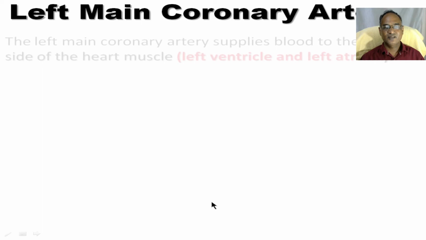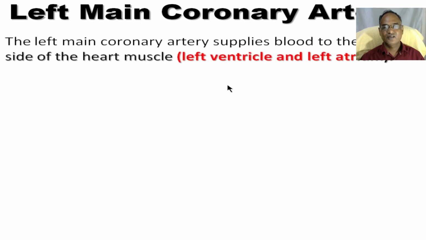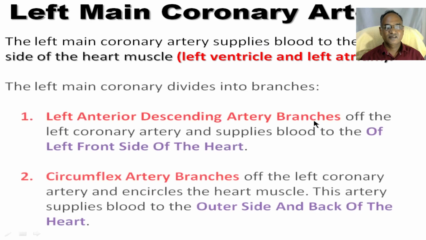The left main coronary artery covers the left ventricle and the left atrium. And the left main coronary artery again divides into two branches, the left anterior descending artery and the circumflex artery. The left anterior descending artery covers the front side of the heart, the left front side, and the circumflex covers the outer side and back side of the heart. This is very, very important.